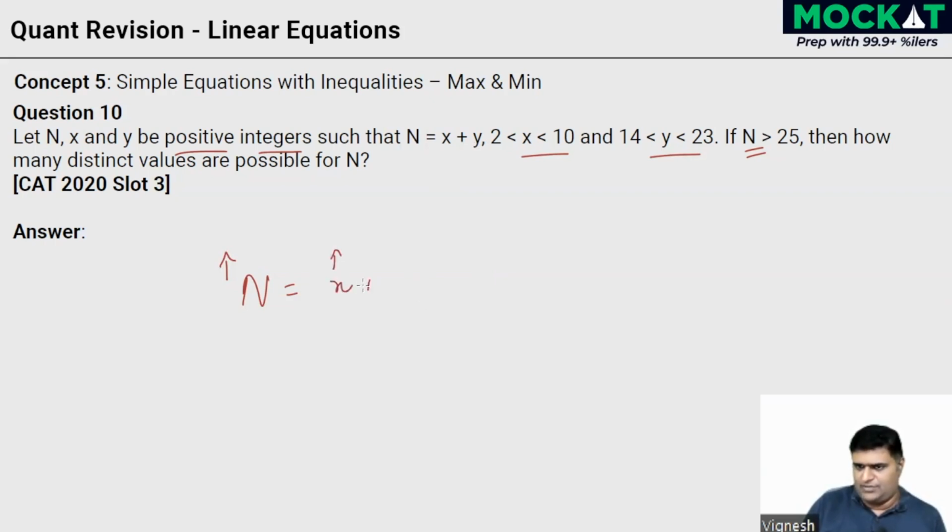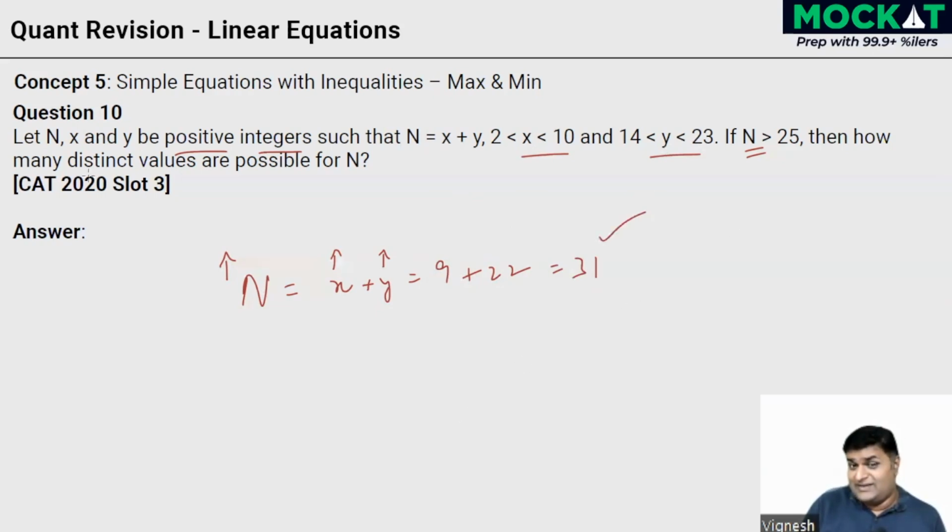When x is maximum and y is maximum. The largest value x can take over here is 9. The largest value y can take over here is 22, right? One less than that. So 9 plus 22 is 31. So the largest possible value of n is 31.